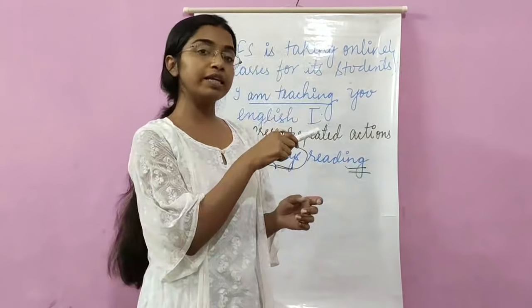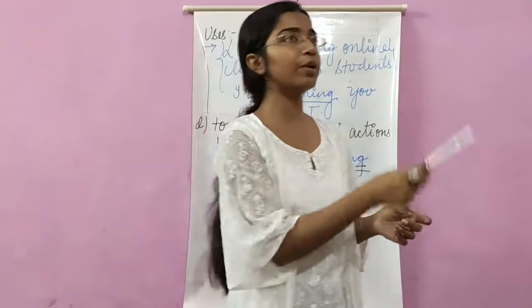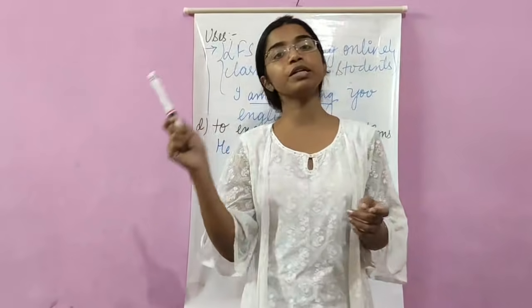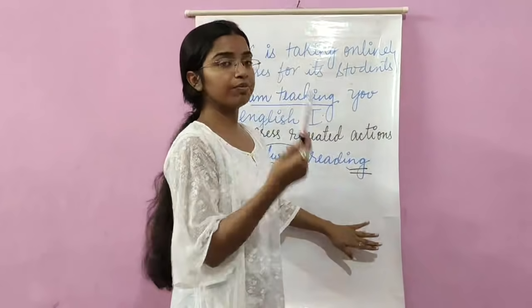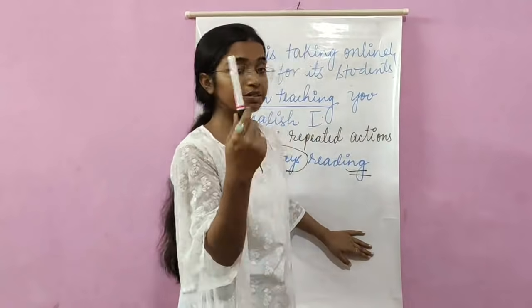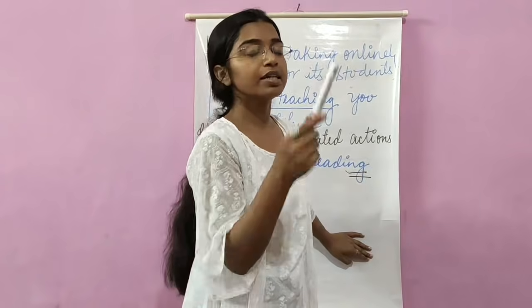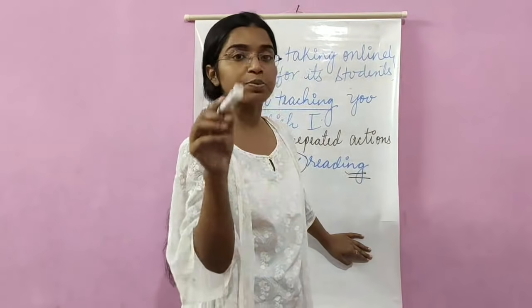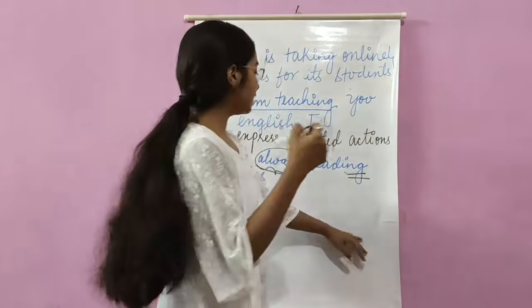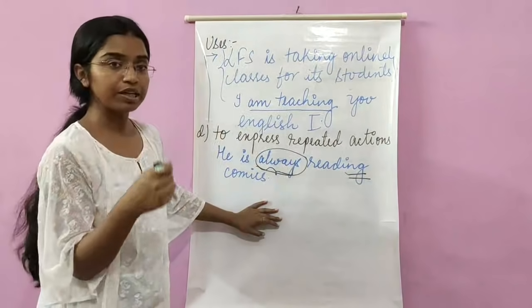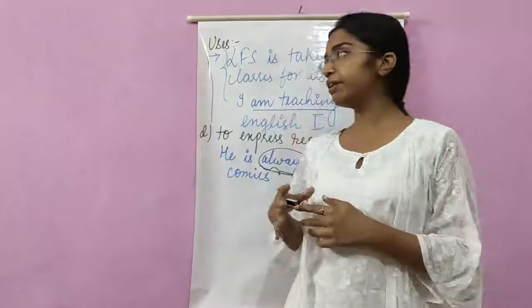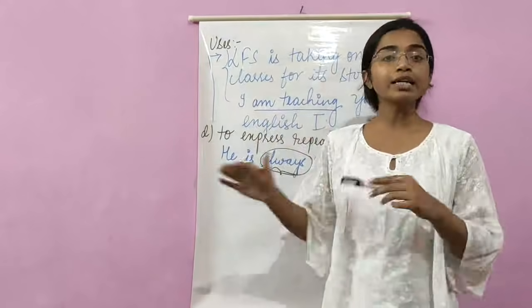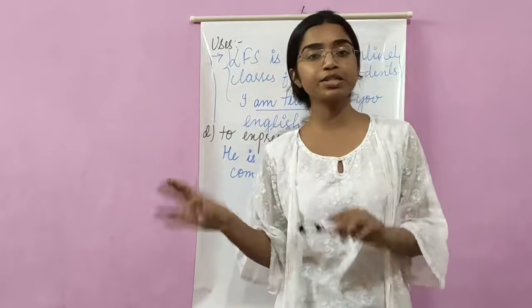Type 1 we have seen in simple present tense. What is type 1? If plus present plus will or shall. Then what is type 2? If plus past. We'll be dealing with it in past tense. Type 2 is if plus past plus would or should. And the next one is type 3: if plus past perfect plus would have. And then we dealt with present continuous tense and its uses.